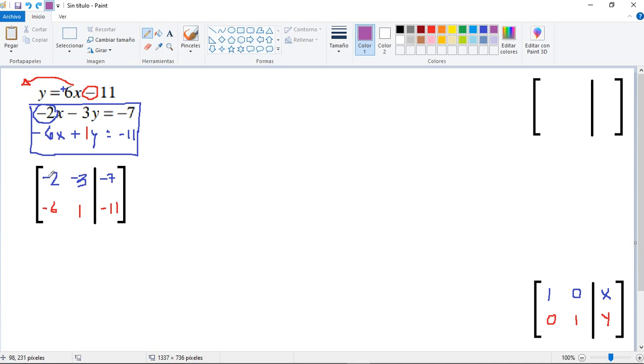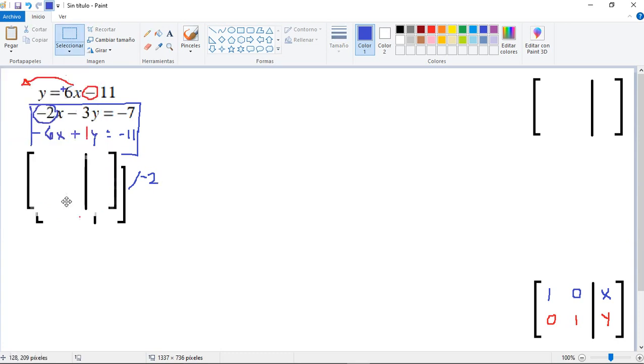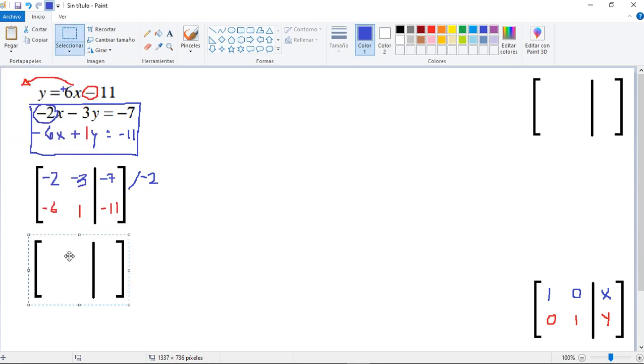So if we divide negative 2 by negative 2, the result is going to be 1. But the condition is that we have to divide all of the row by this number. So the whole row has to be divided by negative 2. Okay? And we're going to do this. I am going to copy this matrix again here. Okay? Because we're going to use this.